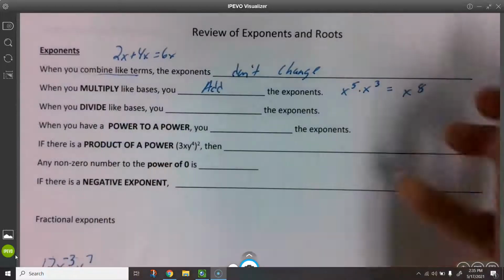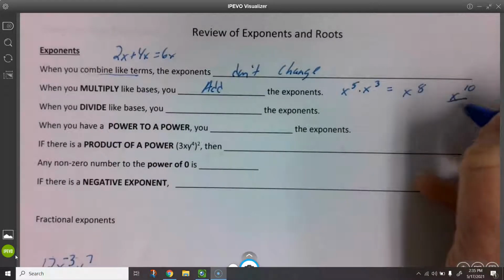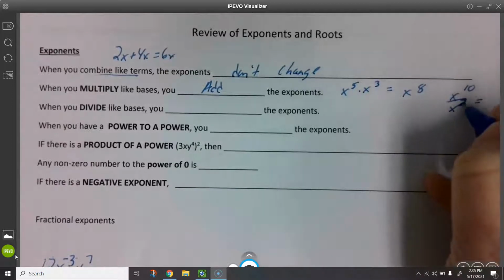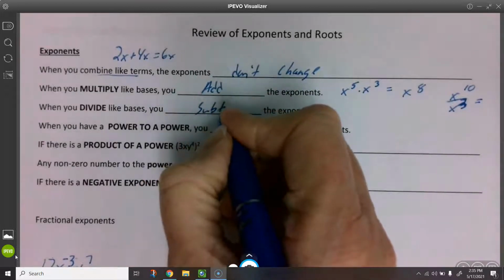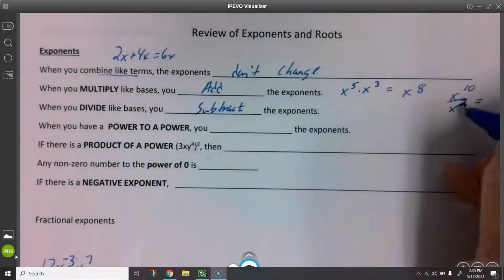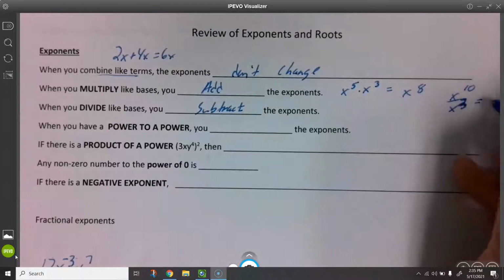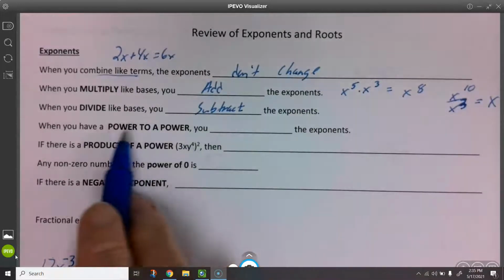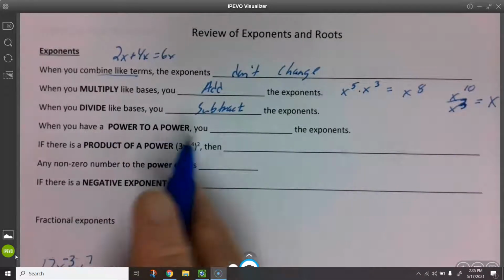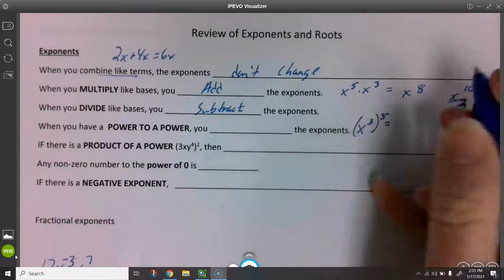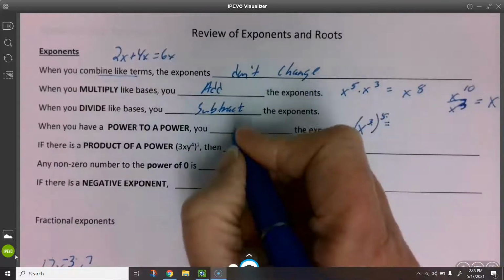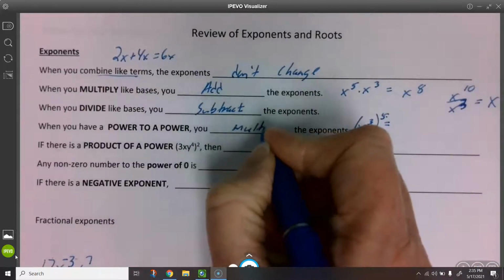When you divide like bases, x to the 10th over x to the 3rd, I should make that the 3rd. Okay, when I divide, I subtract exponents. So x to the 10th over x to the 3rd, 10 minus 3 is x to the 7th. When you take a power to a power, so if I have x to the 3rd to the 5th, I multiply my exponents.